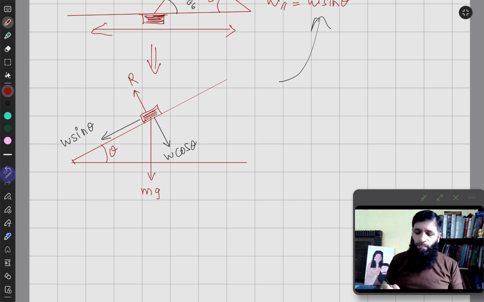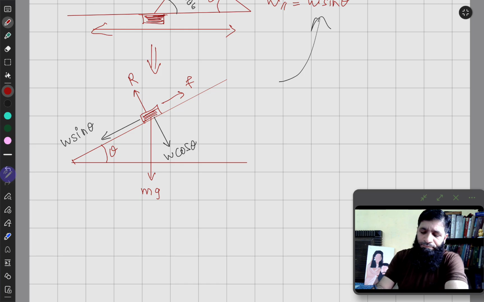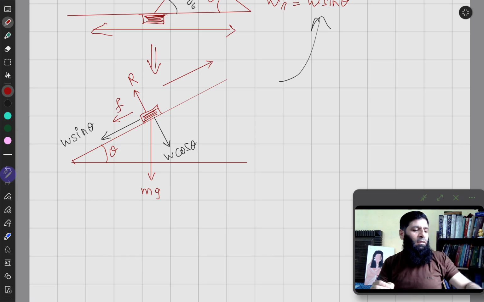Let's suppose the object is moving upward. If the object is moving upward, then the friction will be downward, like this. And if the object is coming downward, then friction will be upward. So the friction will always be opposite to the direction of movement. Let's suppose that the object is moving upward. So the friction will be downward.